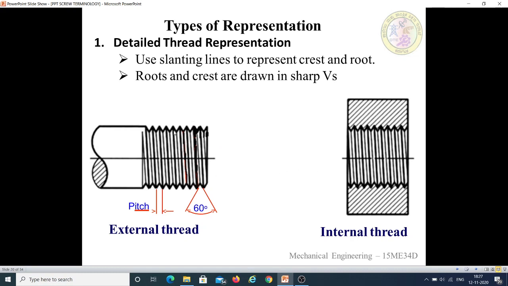For crest we are using thick line. For root we are using thin line. In the case of internal thread, thick line is used for roots, thin line is used for crest. So root and crest are drawn in sharp V's.